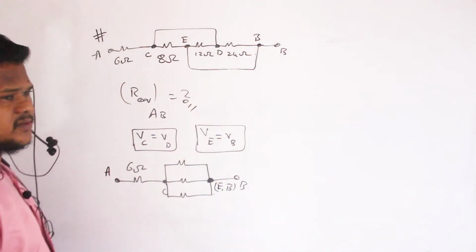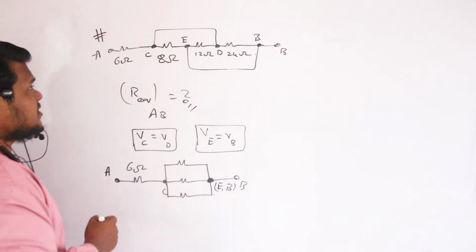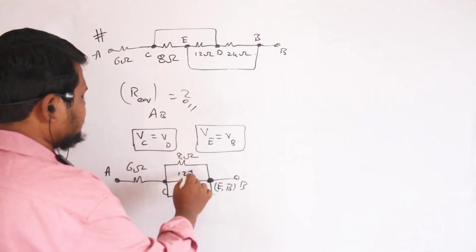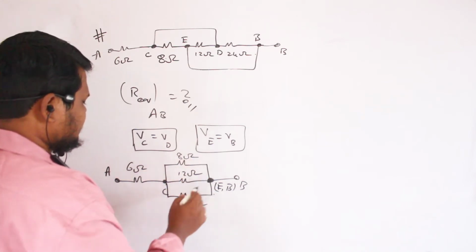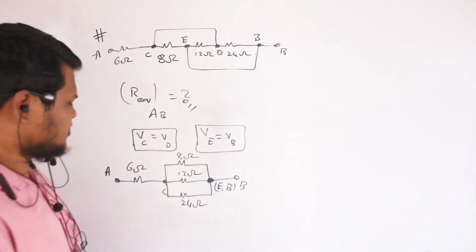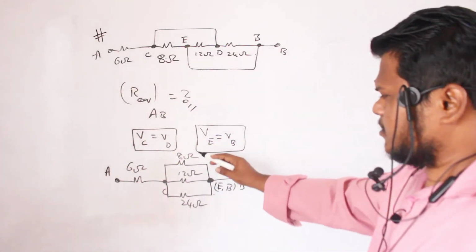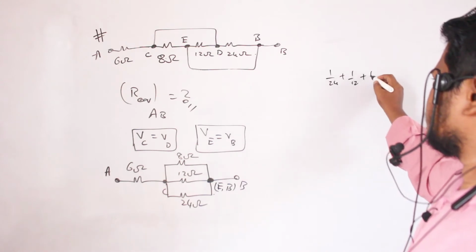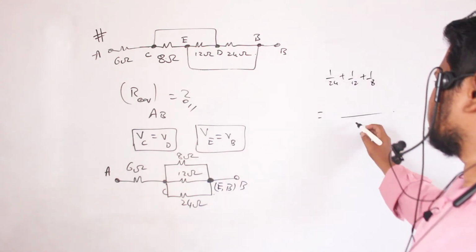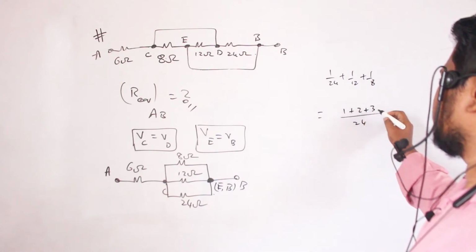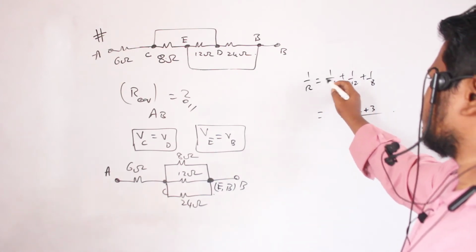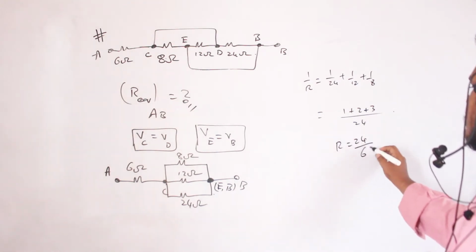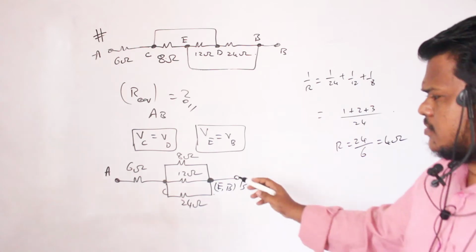This is my equivalent circuit. Here, this is a 6 ohms resistor, this is an 8 ohms resistor, this is a 12 ohms resistor, and this is a 24 ohms resistor. Now, calculate the equivalent resistance of them. These three resistors are connected in parallel. So, 1 by 24 plus 1 by 12 plus 1 by 8. If you take the LCM, it is 24, so 1 plus 2 plus 3. So, 1 by R is equal to 6 by 24. Therefore, R is equal to 24 divided by 6, so it is 4 ohms. So, this total is 4 ohms.